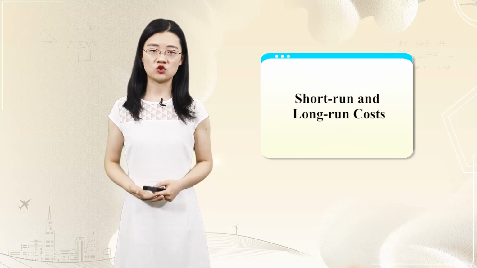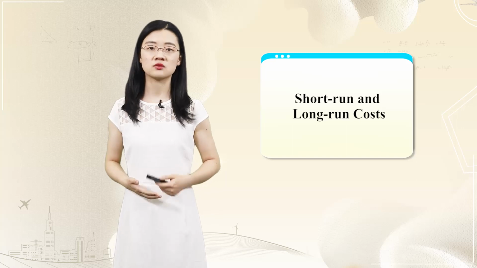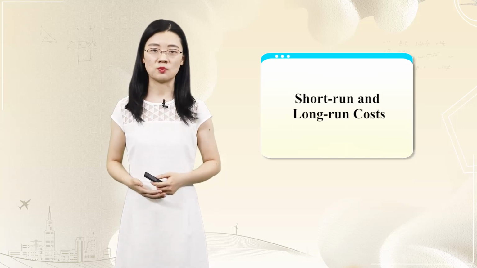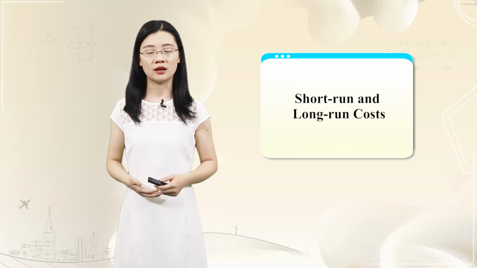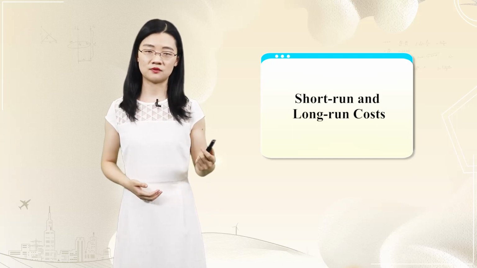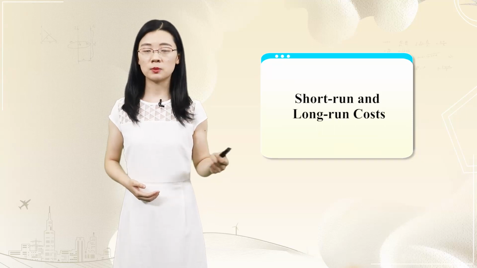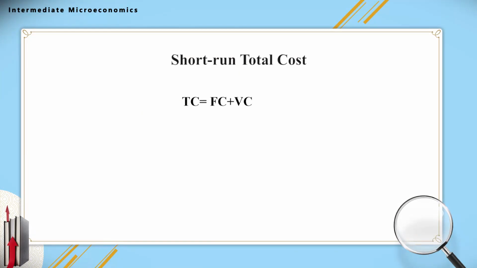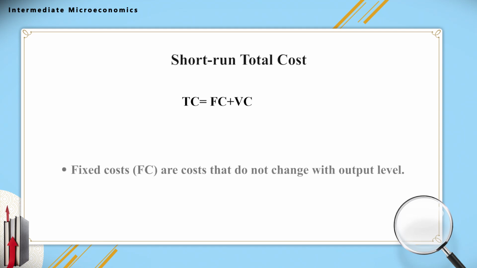Previously, we have introduced the definition of short run and long run in the production part. In the short run, factors of production can be divided into fixed production factor and variable production factor. Accordingly, short run cost can also be divided into fixed cost and variable cost. Fixed cost refers to the cost of the firm's production that does not change with the changes in output level.